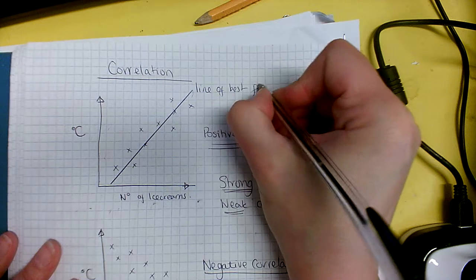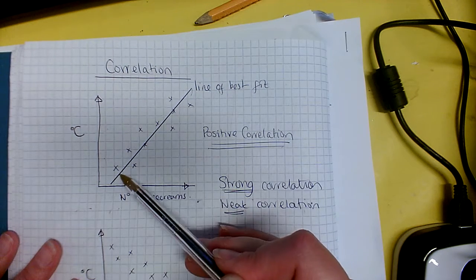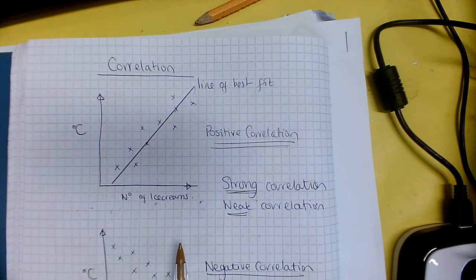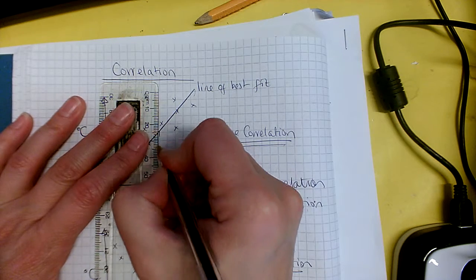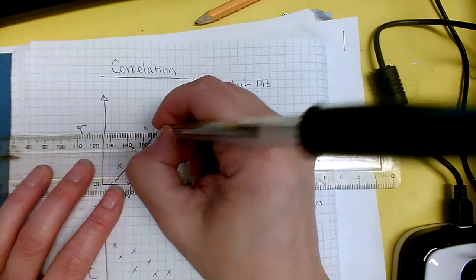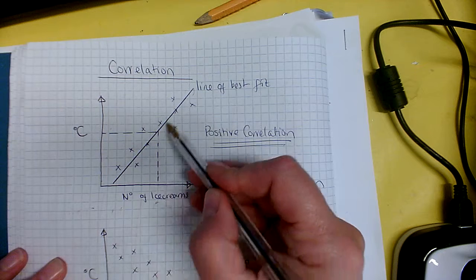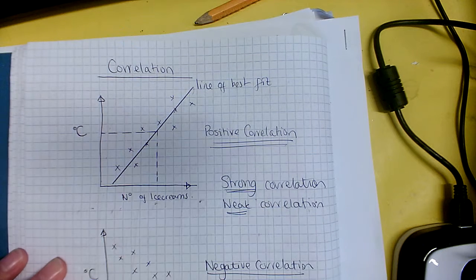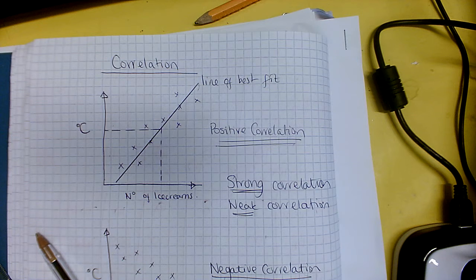If they're asking you to estimate something, you will need to draw in that line of best fit to do your estimations. And don't forget, when you are estimating, and we touched on this, you must draw in how you're doing your estimation so the examiner knows that you not only have drawn your line of best fit, but you also know how to use it. Okay, so that is correlation in a nutshell.